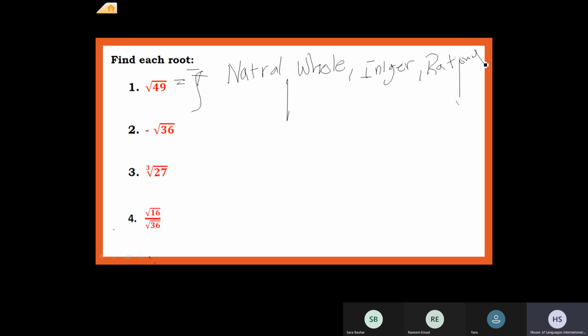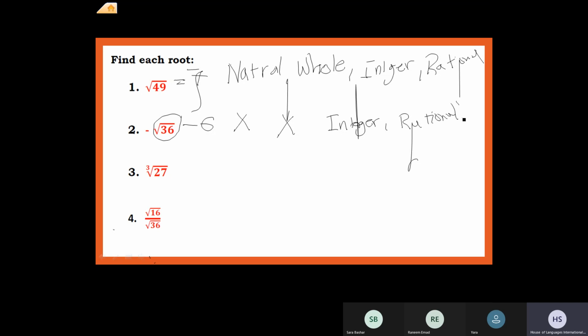Now, negative whole numbers, like 0 and 1, 2, 3, 4, 5, 6. Now, we have a lot of things. Negative square root of 36. Look, first of all, I have to find the square root of 36. What is the square root of 36? 6. So 6 and negative. Now, is it natural? No, it's not natural. Is it whole? No. Is it integer? Yes. And it is rational.